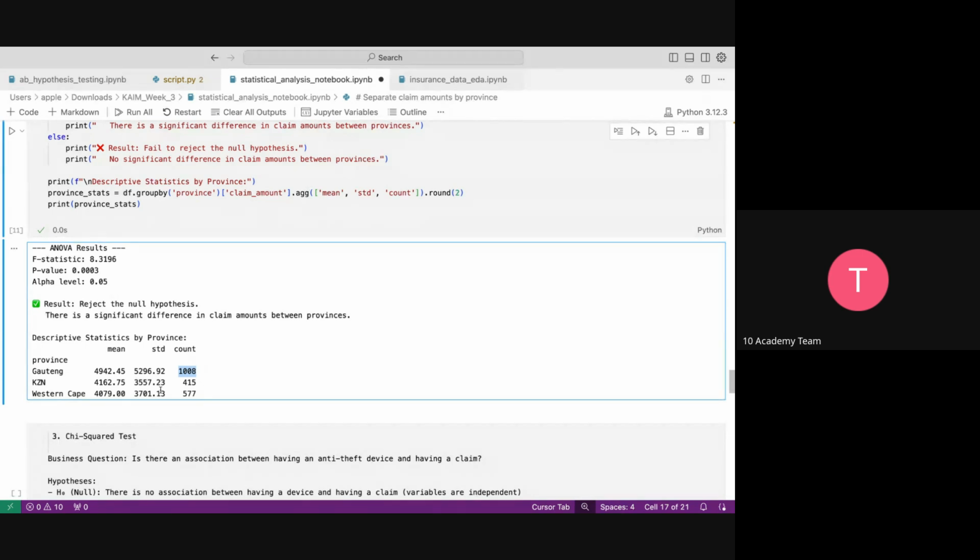If you compare only these two, you would see that there would not be any big difference, so you would fail to reject the null hypothesis. But for Gauteng, it's very high and very significant. So that's why you will reject the null hypothesis. This is just to help you understand why this result happened.